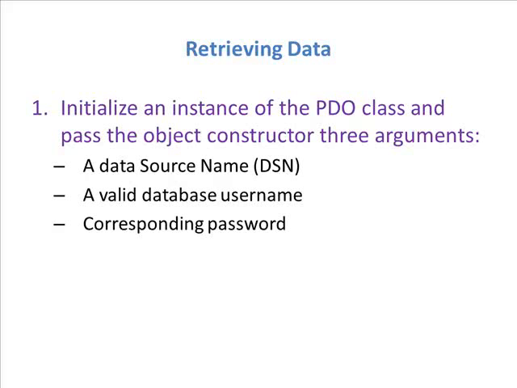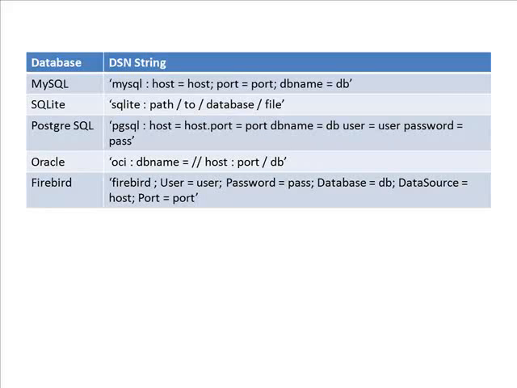The first step is to initialize an instance of the PDO class and pass the object constructor 3 arguments: a data source name, which is known as DSN, string indicating the type of database to connect to, as well as other database specific options, a valid database username, and the corresponding password. The DSN string varies from database to database. You can typically obtain the exact format for this string from the database documentation.